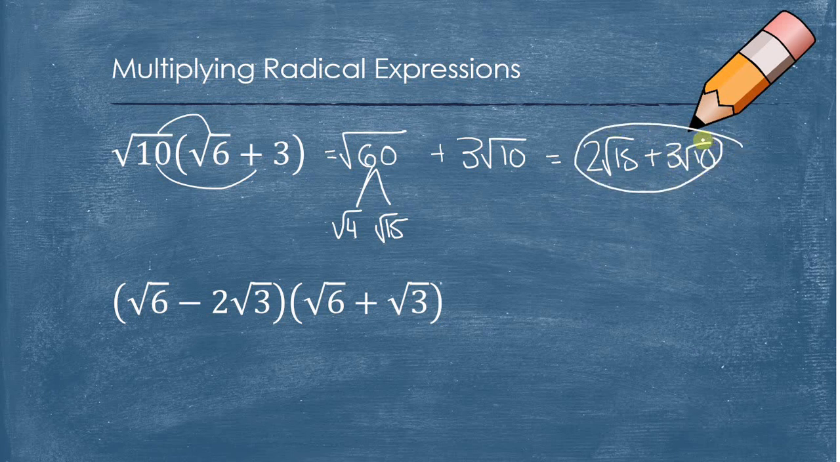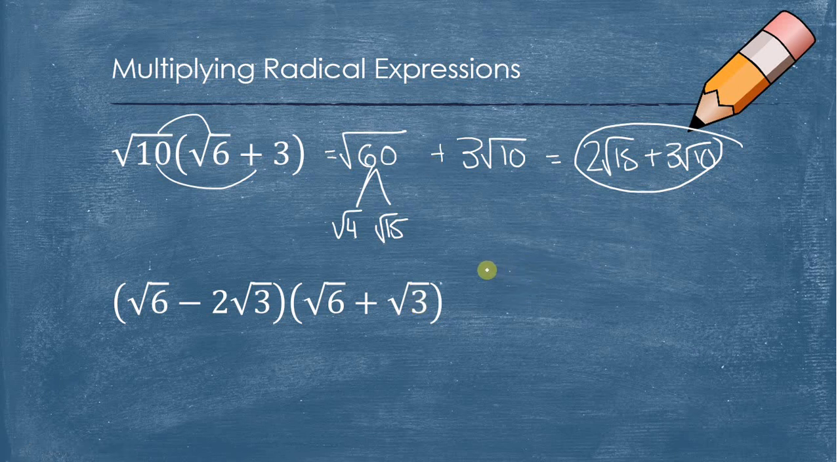But always check to make sure the radicals you combine at the end do not break down, because it can happen. Sometimes it will. So that would be my final answer for that one. Let's try this one: square root of 6 minus 2 square roots of 3, times the quantity square root of 6 plus the square root of 3. This is when you're going to want to use the box or FOIL.